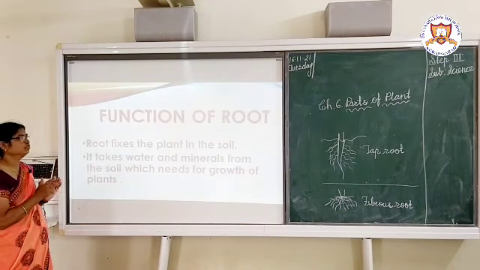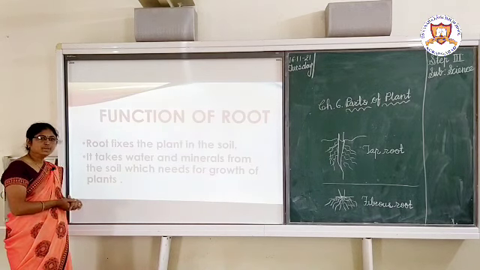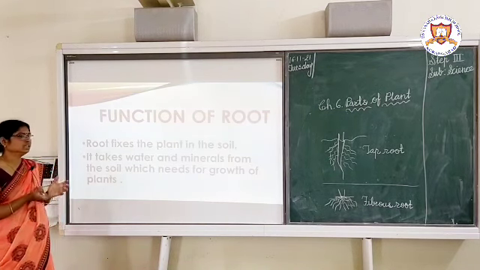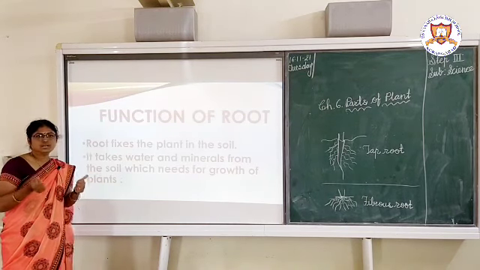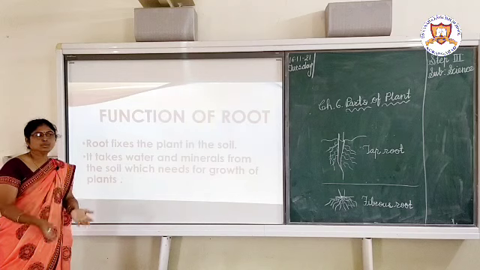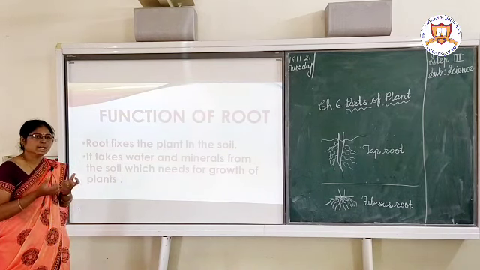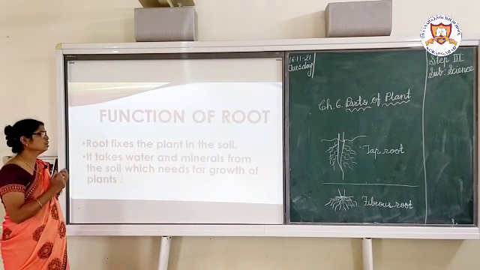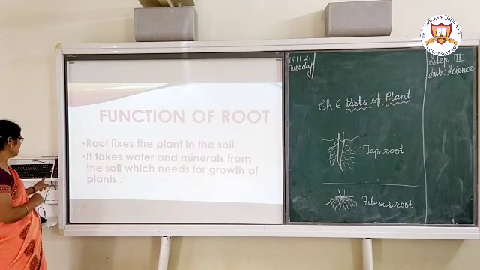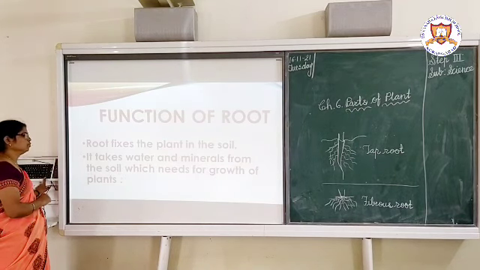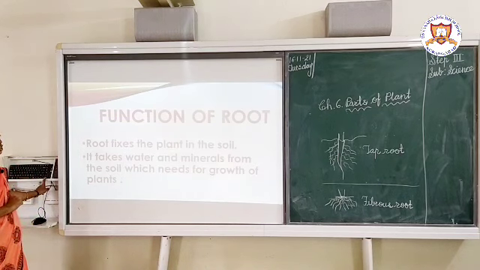The main point of the root is the function of the root. What is the function of the root? Every plant is fixed in the soil due to the root. If there is no root, the plant cannot be fixed in the soil and can be uprooted quickly. So in the soil, the plant is fixed due to the roots only, and it takes water and minerals from the soil which are needed for the growth of the plant. These are the functions of the root. What is the function of the root?